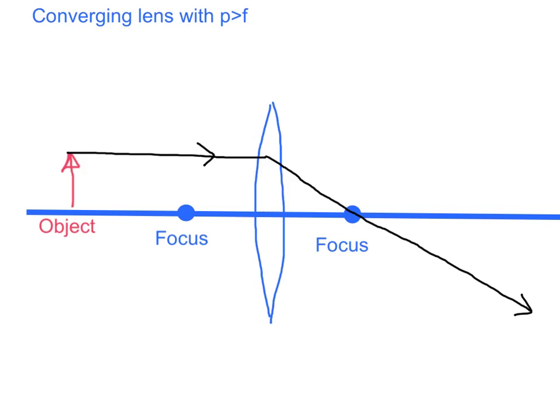A second ray we can draw leaves the tip of the object and passes through the focus before it hits the lens. That ray will emerge from the lens parallel to the principal axis. Those two light rays will cross where the tip of the real image is located.